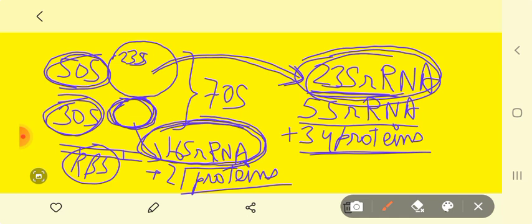The small ribosomal subunit, that is 30S, is made up of 16S rRNA, which is the main component, and about 21 different types of ribosomal proteins are found. Now let's talk about the ribosomes that are found in the eukaryotes.